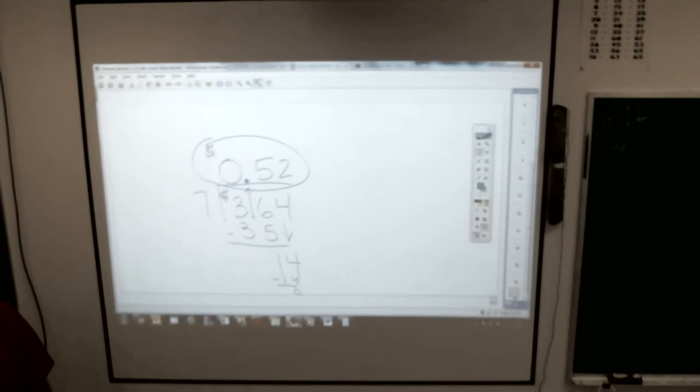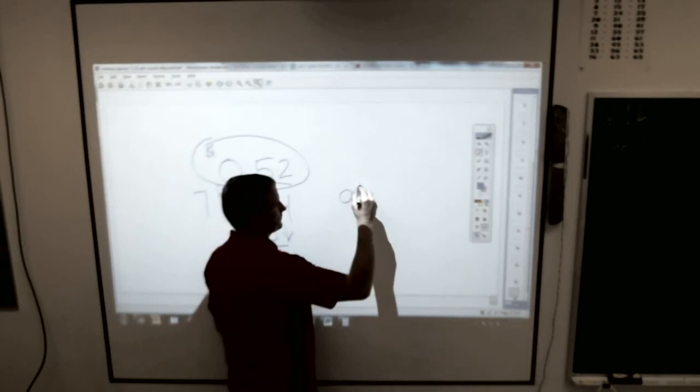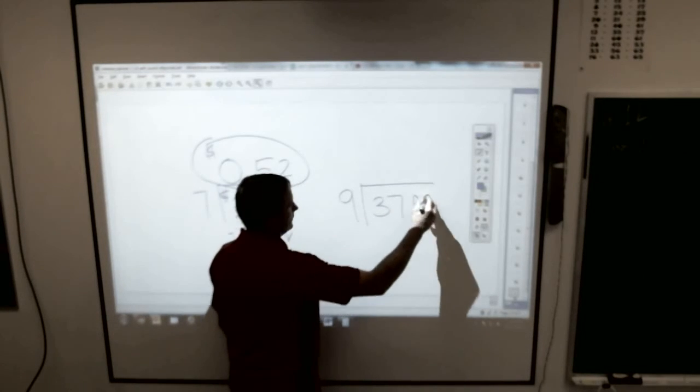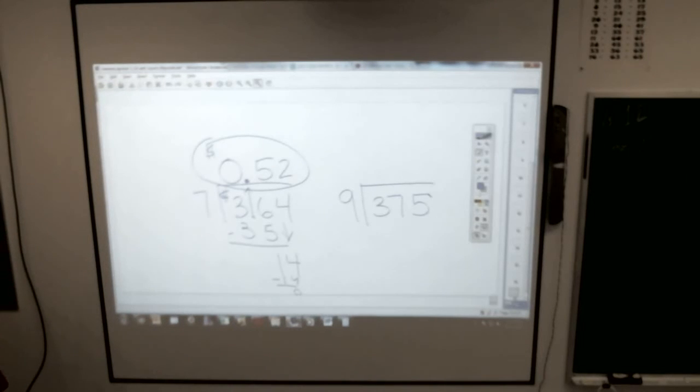I was going to give you one to try. How about you try this one? 9 into 375. Try to keep your rows nice and straight. Make sure you put down the arrows when you bring numbers down, because I need to see those rows to help you keep everything straight and orderly.